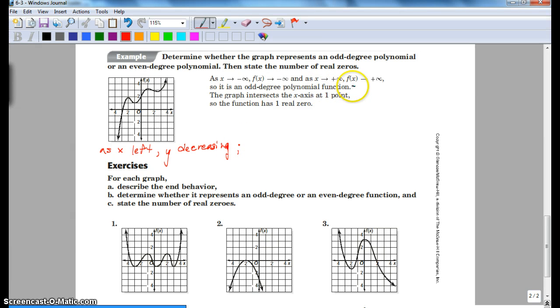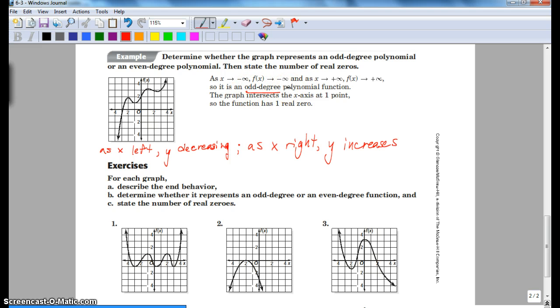That's the easier way to remember that. As x goes to positive infinity, f of x goes to positive infinity. So as you can see graphically, as x goes to the right, your y values finish or end going up. So let's go ahead and write that as x goes right, y increases. Okay. So it is technically an odd degree polynomial function. The graph intersects the x-axis at one point, so the function has one real zero. Let's highlight odd degree.